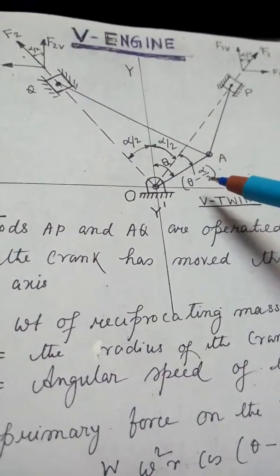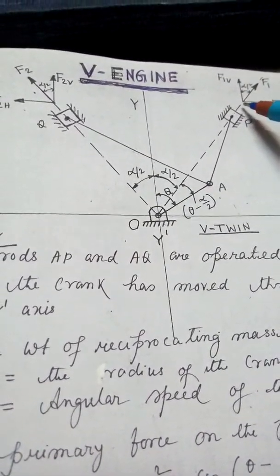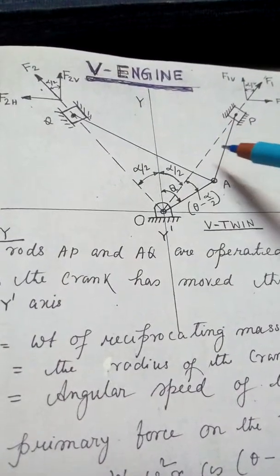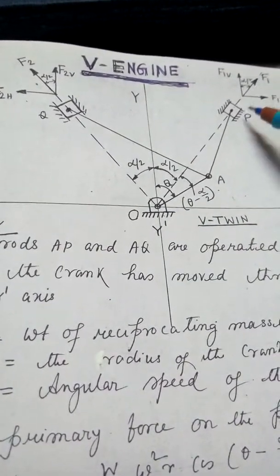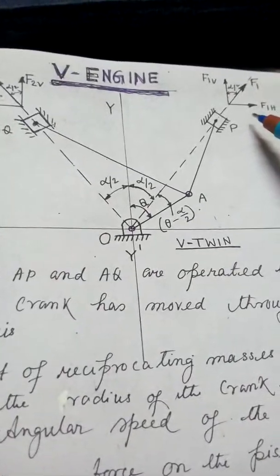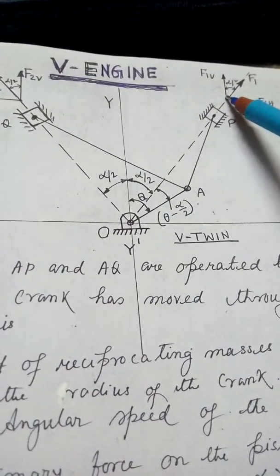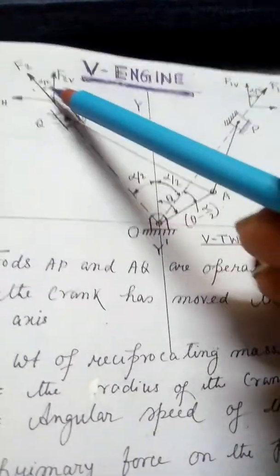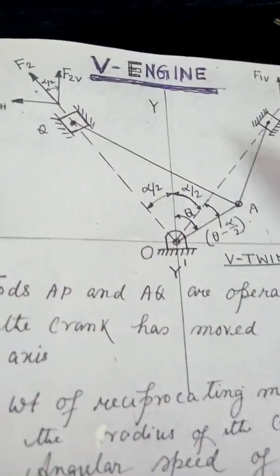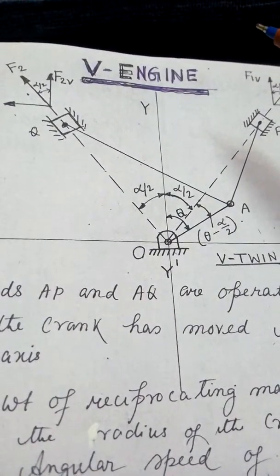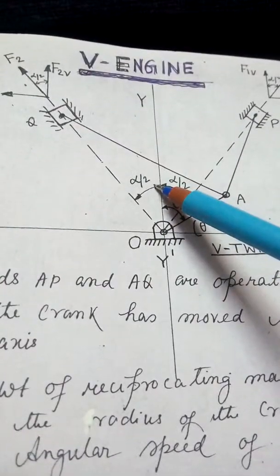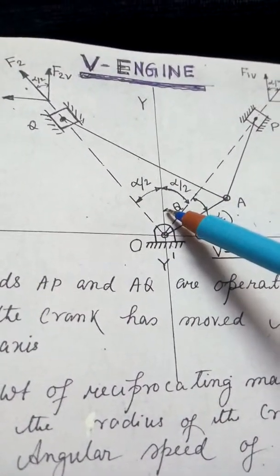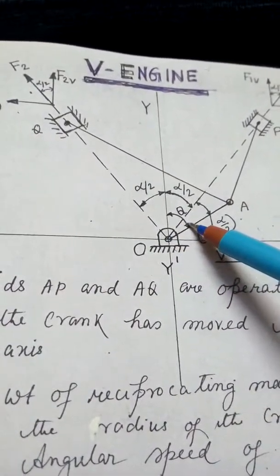Okay, now please try to do the figure fast. Okay, this is F1, F1H, where H means horizontal, and this is F1 vertical. This angle is alpha by 2, this angle is also alpha by 2, this is alpha by 2, this is alpha by 2. This one is the crank.